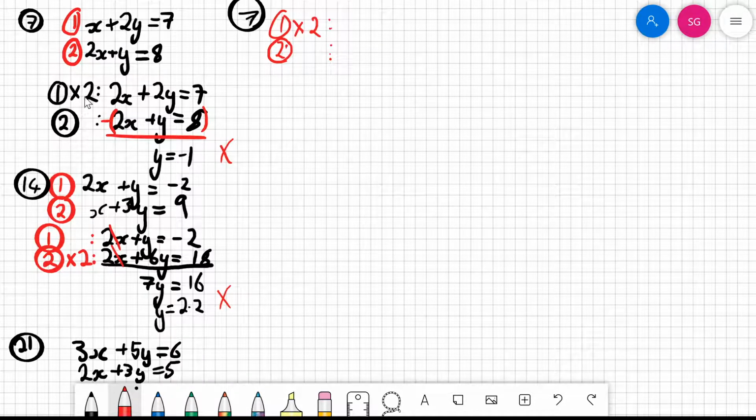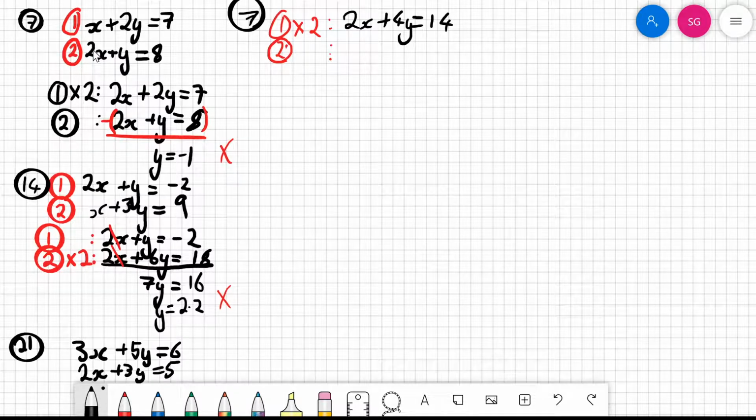So I'm just going to do the same as what this person intended to do. So 2x plus, and now we need to multiply. So this person multiplied the first value. You need to multiply every value. So x multiplied by 2 is 2x. 2y multiplied by 2 is 4y. 7 multiplied by 2 is 14.